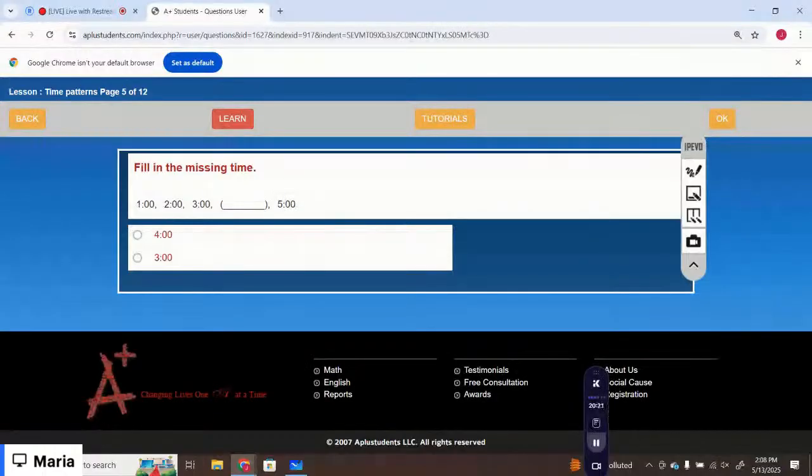Fill in the missing time. 1, 2, 3, the missing time, and 5. So which is the correct option? That would be 4. Option number one is the correct option.